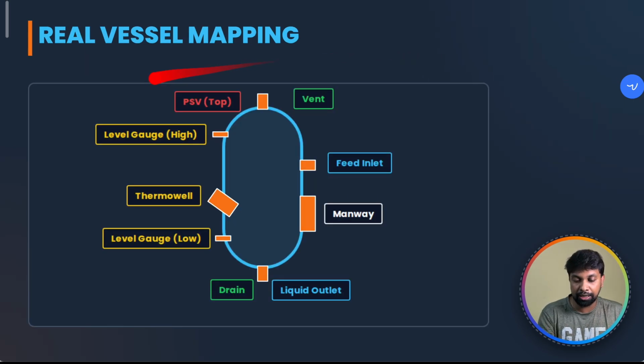Here you can see the real vessel mapping. In industries, these are the connections which we give in a common pressure vessel. In the top you can see vent and pressure relief valves. In the sides you can see the feed inlet, and also the manway. In the bottom you can see the liquid outlet and the drain. In the bottom and the top you can see the level gauges, connected like this. In the side you can see the thermowell. Mostly the thermowell is available in this position, and sometimes it will also be available in this position.